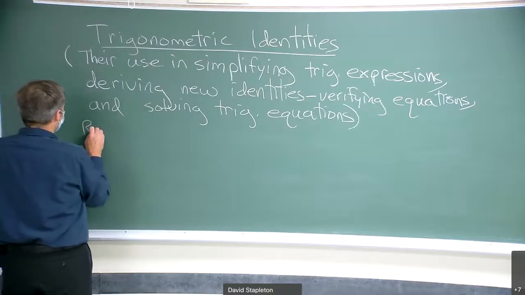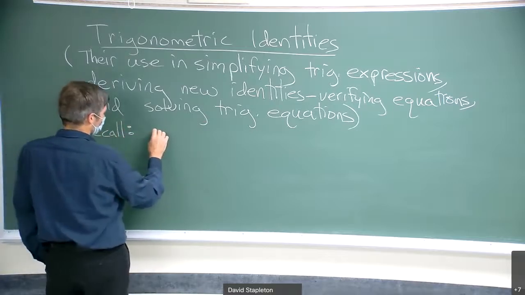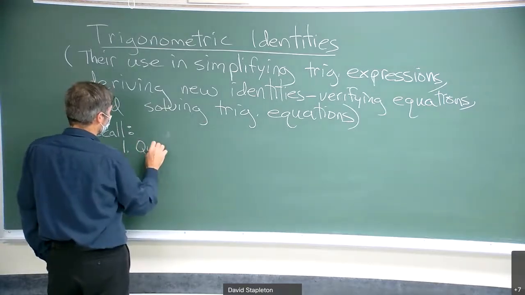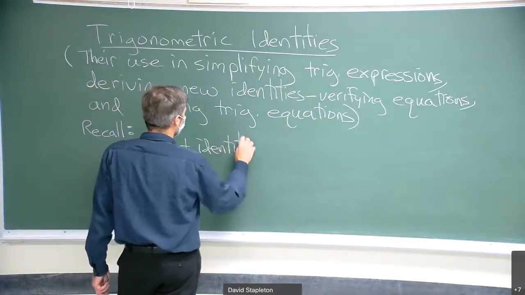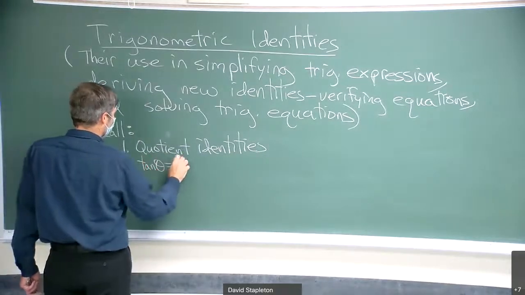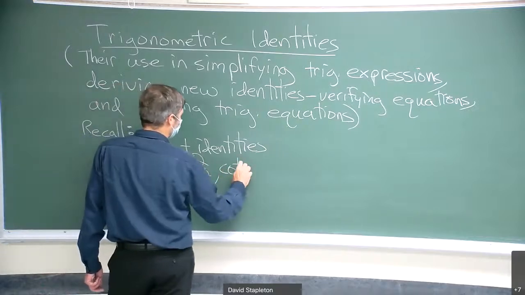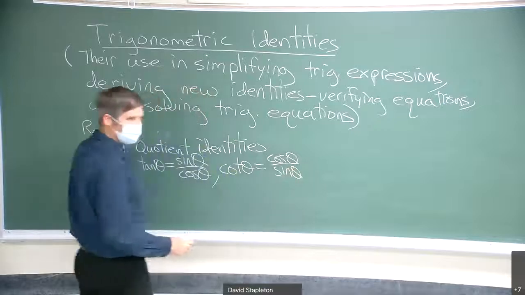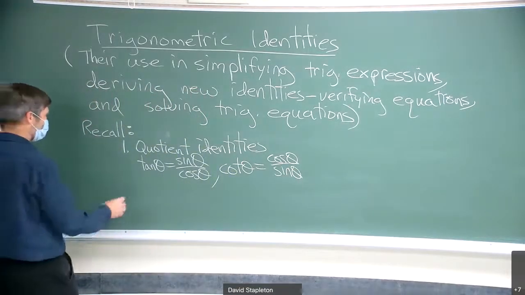So recall, we had a whole bunch of identities. Some of the most important ones were these quotient identities. Let's write it this way. One, quotient identities. Where the tangent is the sine over the cosine, and the cotangent is the cosine over the sine. Those you use all the time. We're going to need those explicitly today to solve a bunch of these trig equations and simplify trig expressions.